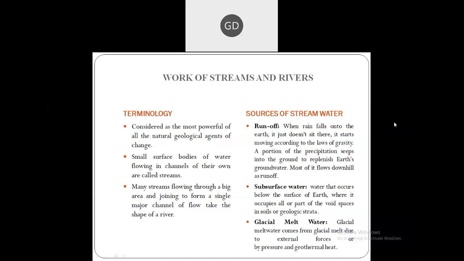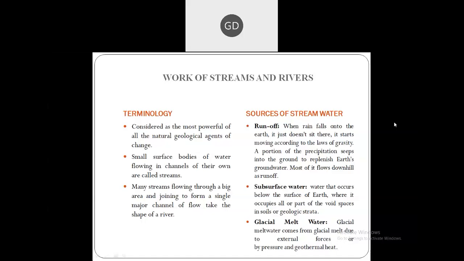This water, when it is in a liquid form or in motion, proves to be the most important geological agent, and it modifies the surface morphology. So this is the background of the geological work of water. Water proves to be the most important geological agent of the surface in modifying the surface morphology. The running water is considered the most powerful natural geological agent of change.